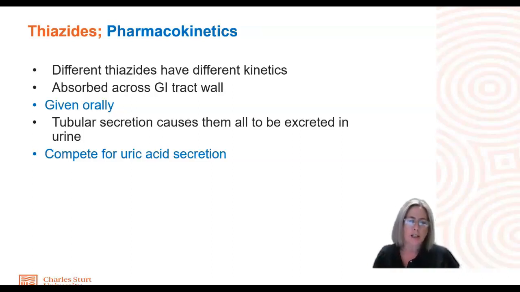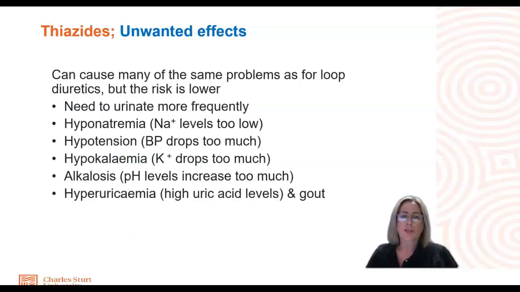These thiazides compete for uric acid secretion. They're secreted into the filtrate, and they use the same transporter as uric acid does to be secreted into the filtrate. And this is what then leads to the higher levels of uric acid in the blood when somebody is on a thiazide, and leads to that hyperuricemia, which then promotes gout. So they do have some of the same unwanted effects as the loop diuretics have, but the risk is lower with the thiazides. So again, they will cause you to urinate more frequently.